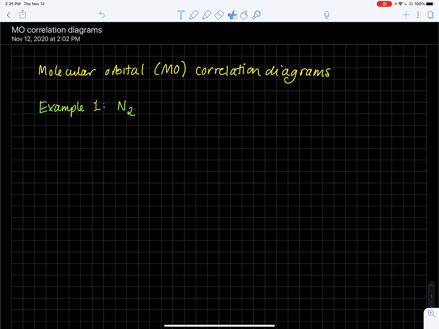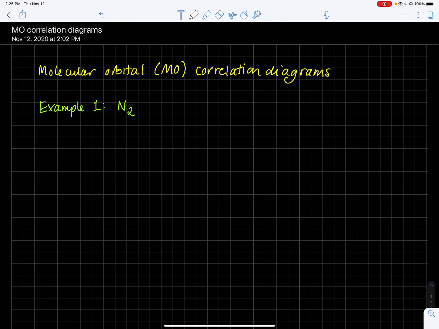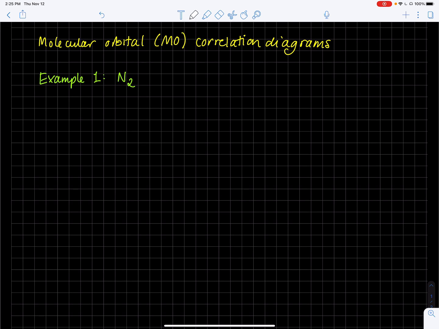Hello, Chem 111. This video is about the basics of how to construct a molecular orbital, or MO, correlation diagram, and how to fill that diagram with electrons in a molecule. So I'm going to go through two examples to do this, and the first example I'm going to do is the molecule N2. So to draw an MO correlation diagram, you have three regions of your diagram.